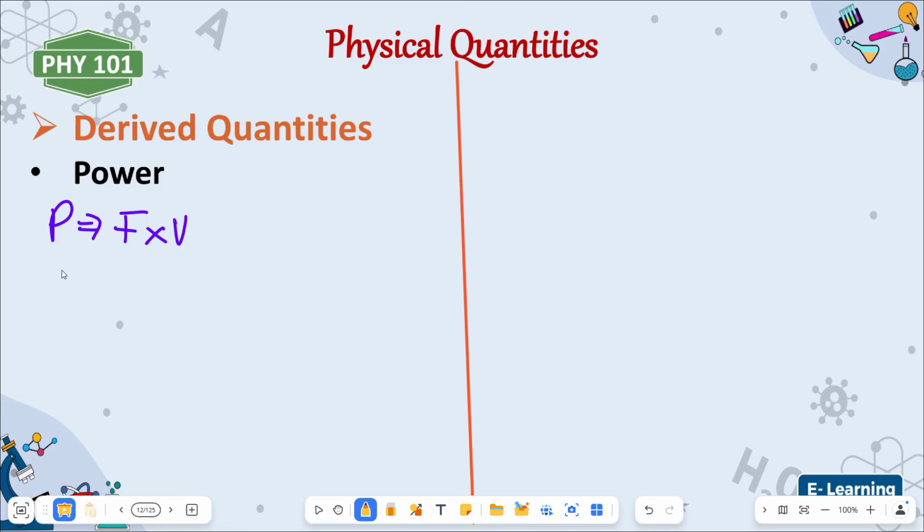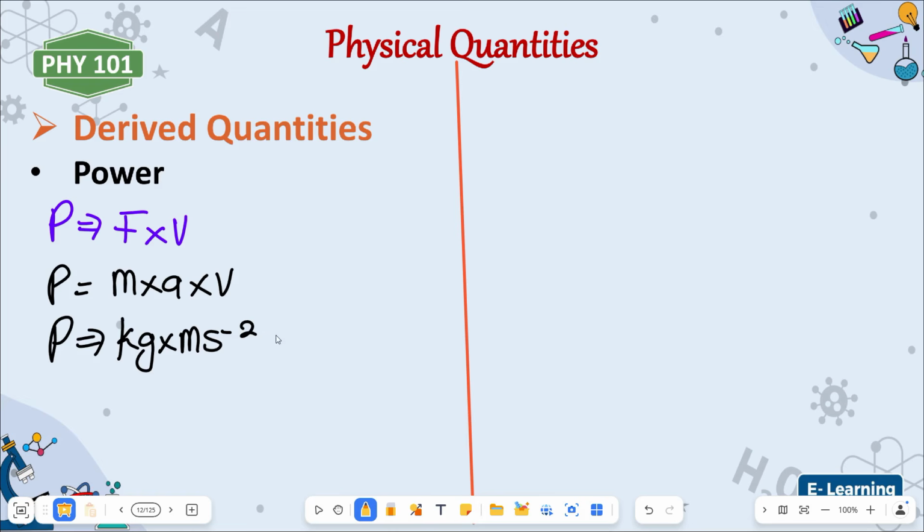Now, force times velocity. What is the unit for force? Remember that force is mass times acceleration. So we'll have mass times acceleration times velocity. Which is power will be, the unit for mass is what? Kilogram. Unit for acceleration is meter per second square, times velocity. Unit for velocity is meter per second. So what do you think power will be now? Of course, this will give us kg. Meter times meter will give us meter square. Then second to the minus 2, then times the other one, which is second to the minus 1.